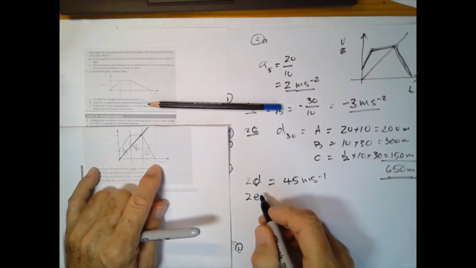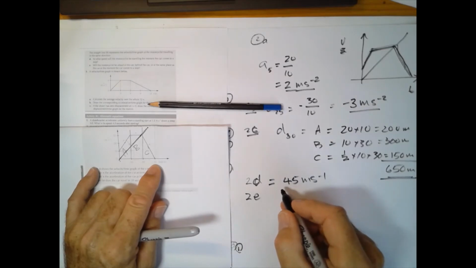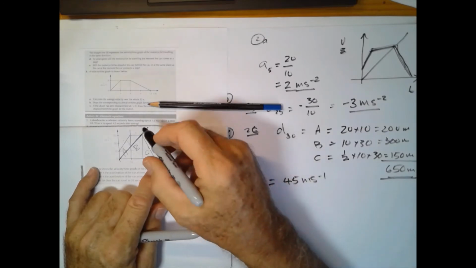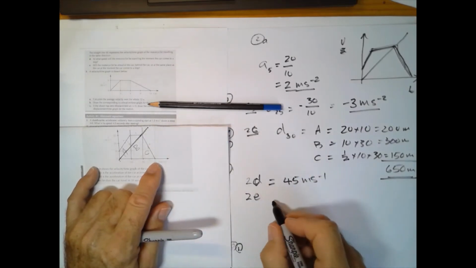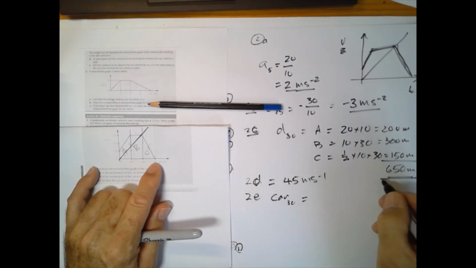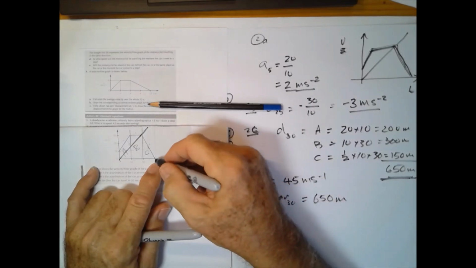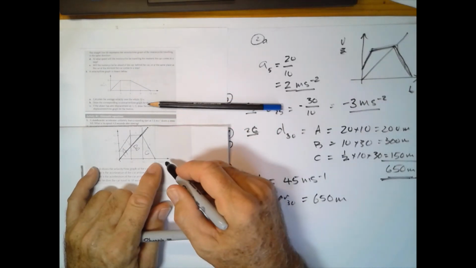2E, will the motorcyclist be ahead of the car, behind the car, or at the same place as the car at the moment the car comes to a stop? Where will the motorcyclist be when the car stops? We can see the car at 30 seconds has travelled 650 meters. We now need to say how far the motorcyclist will have travelled in 30 seconds.